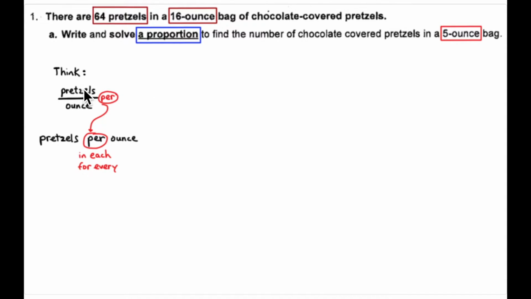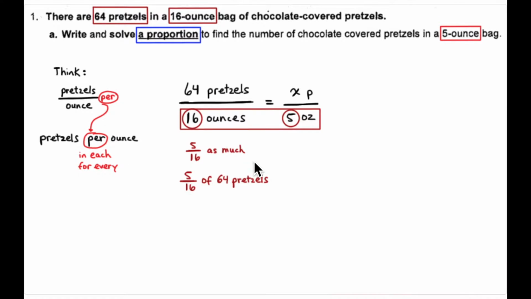So when you think of this problem, think of pretzels per ounce. How many pretzels do you get for each ounce? Because that's what you want to know. You buy a 16-ounce bag of pretzels, you get 64 pretzels. You buy a 5-ounce bag, how many pretzels am I going to get? Another word for per is pretzels in each ounce or pretzels for every ounce. All the same.